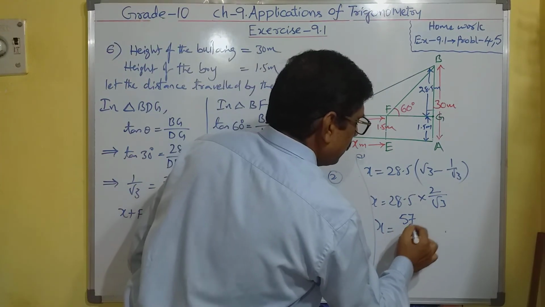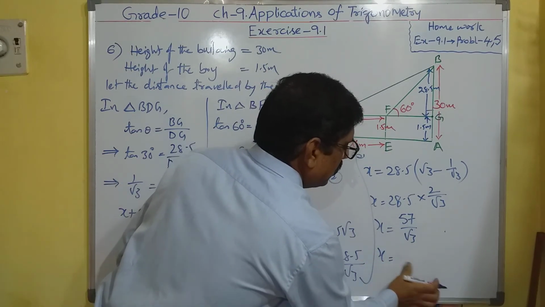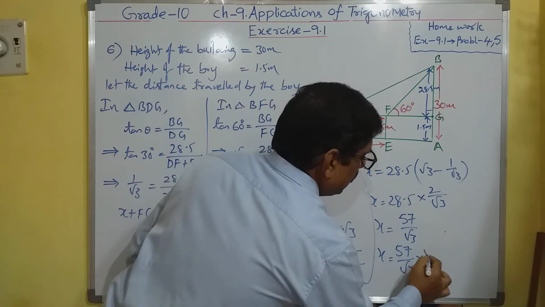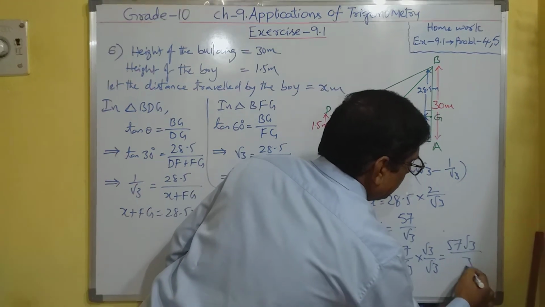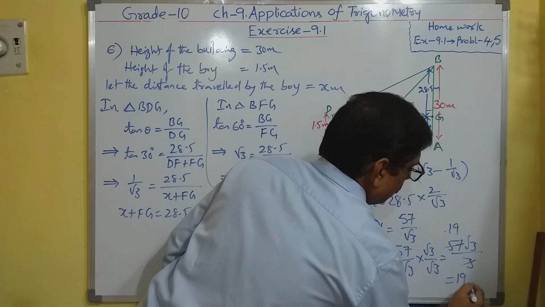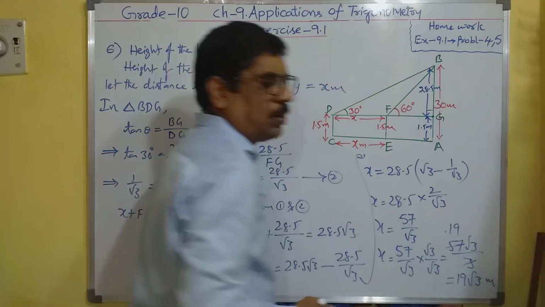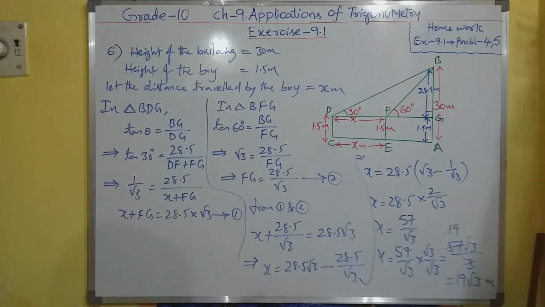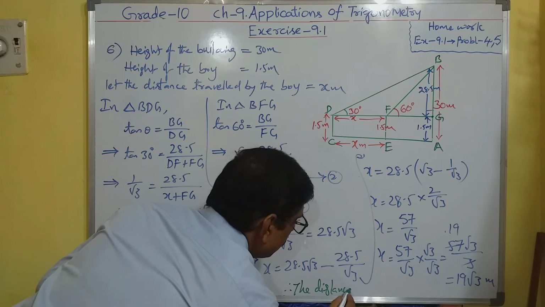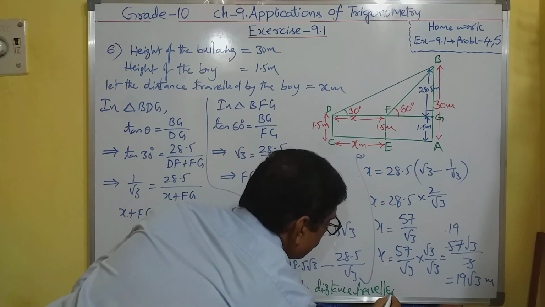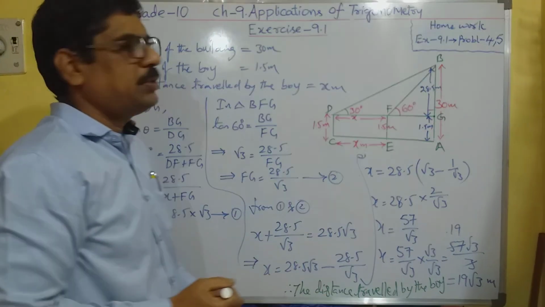x is equal to 28.5 times 2 is 57, so 57 by root 3. Let us rationalize this. To rationalize, we multiply root 3 in the numerator and denominator. Then we get 57 root 3 by 3. 3 19ths is 19 root 3. Therefore, the distance traveled by the boy is equal to 19 root 3 meters.